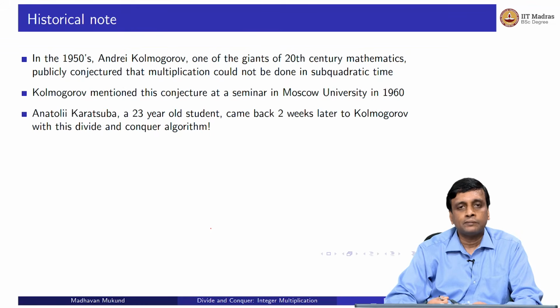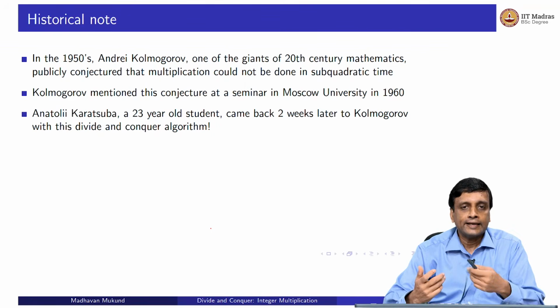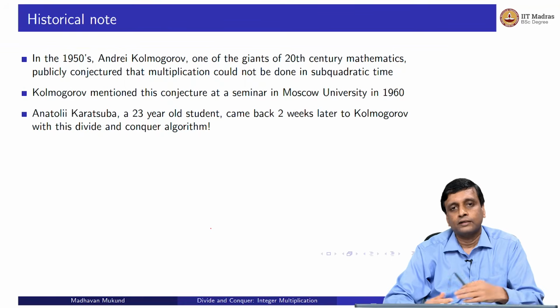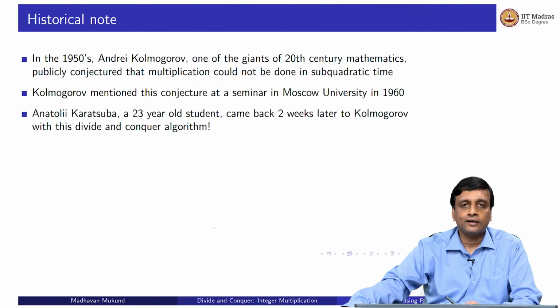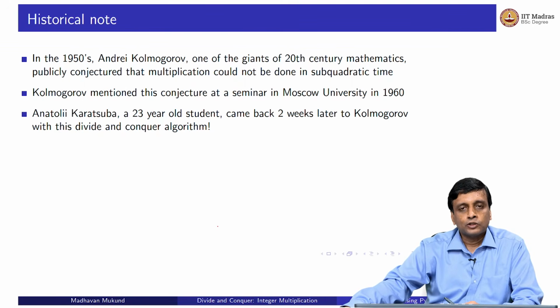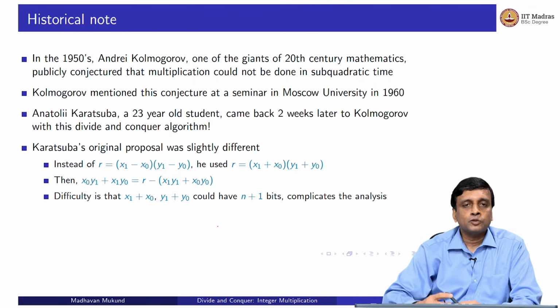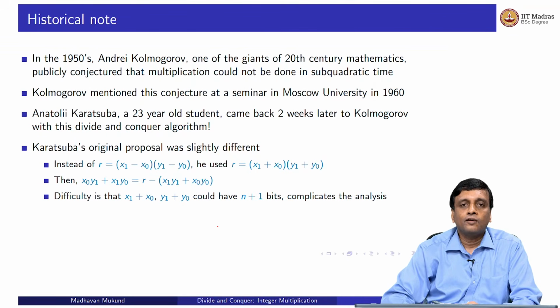Two weeks later, he had come up with this clever idea, and he presented it to Kolmogorov, and Kolmogorov, of course, immediately realized it was correct, and then in the next seminar he announced it. The seminar was just the announcement that this conjecture had been settled in the opposite direction to what Kolmogorov thought it would be.